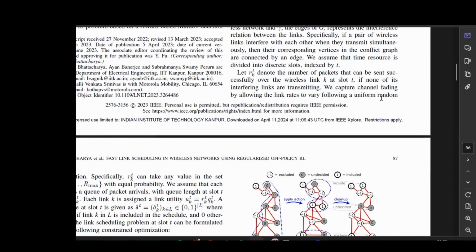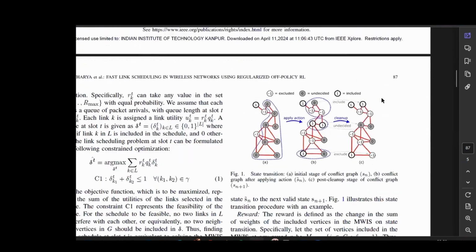Each link k has a utility U, which is demonstrated as U equals R times Q, combining the rate of successful packet transmissions R and the queue length Q. The rate R follows a uniform distribution up to a maximum rate.